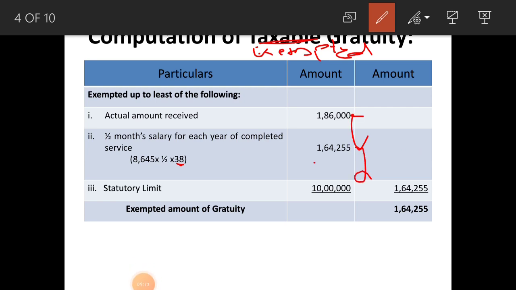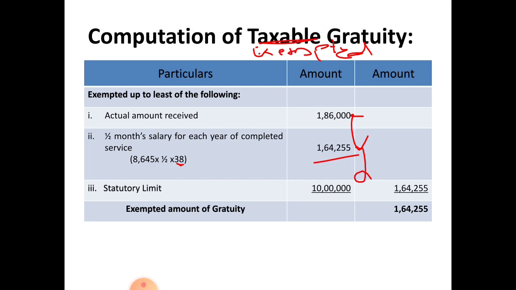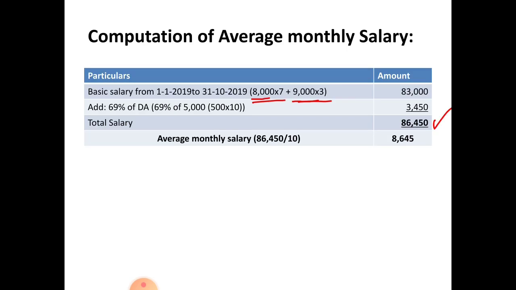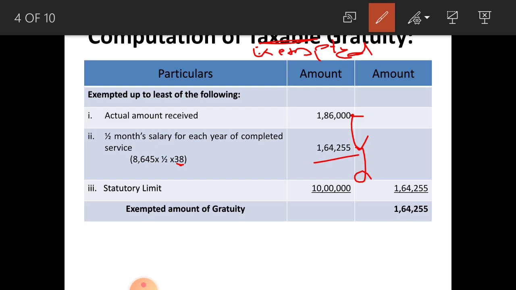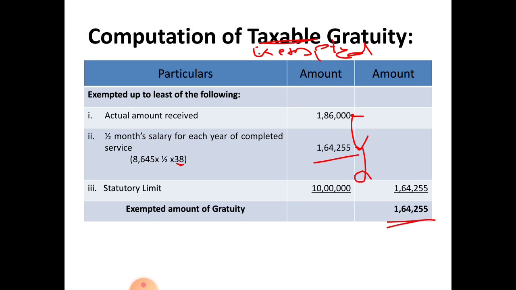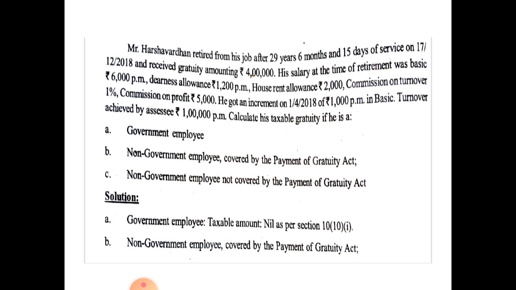So least of the following is 1,64,255, that is the exempted amount of gratuity. Okay, that is the exempted amount of gratuity of Mr. Netaji. So this is the calculation for 4 marks in your final exam. Let us solve this problem.